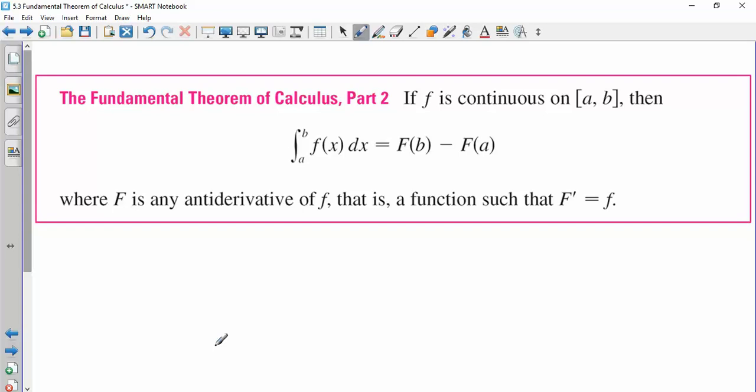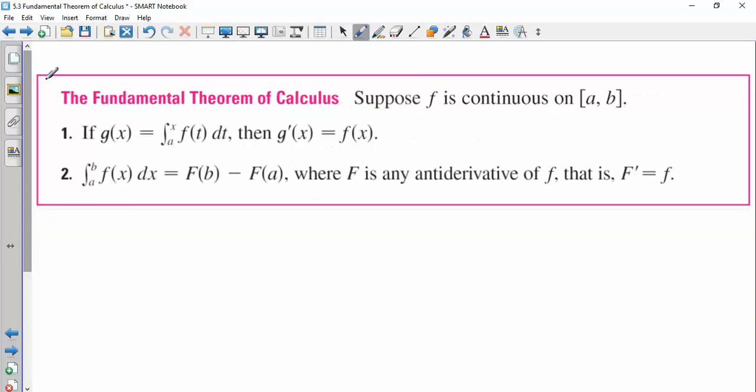Part 2. This is what we have already been doing for finding our integrals. So we've been calculating the antiderivative and doing the top minus the bottom. Now I'm just telling you that is the second part of the fundamental theorem of calculus. So this we've already been doing, we just didn't have it as a theorem. So nothing new here. So those are the two pieces put together on one slide if you need to look at it.